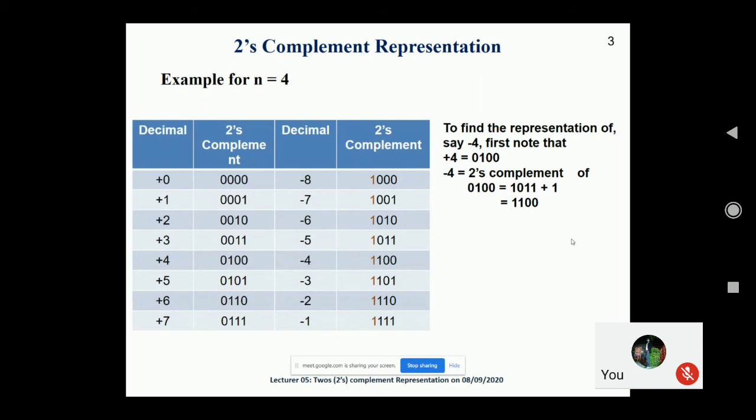Suppose I want -4. At first we find the complement of +4. +4 in sign magnitude form is 0100. Now we apply the two's complement form. The first step is the ones complement: the ones complement of 0100 is 1011. After that, the second step is adding plus 1 to the LSB. When we add, we get 1100.